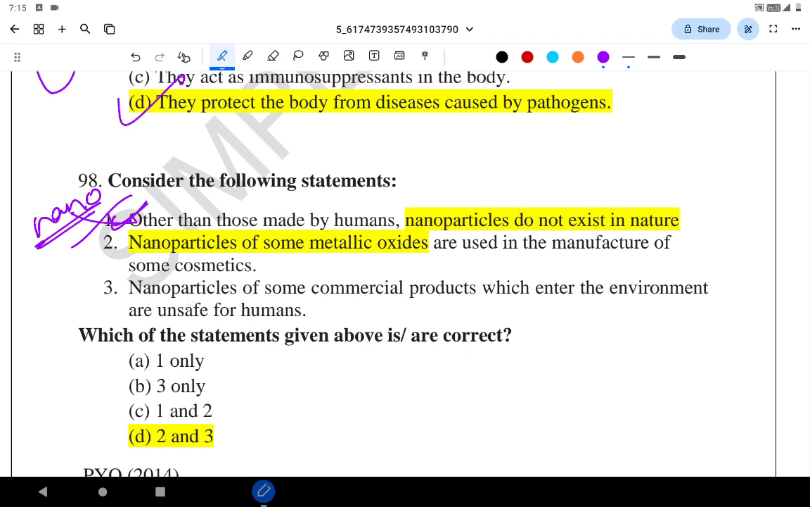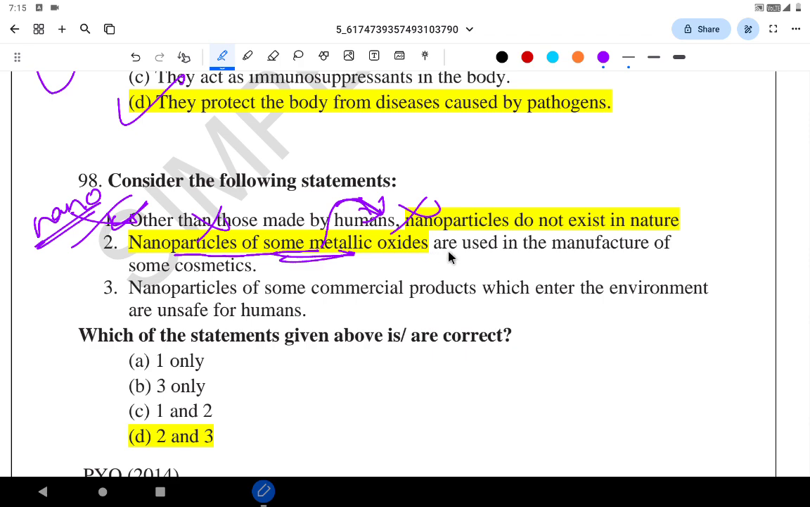Nanoparticles occur naturally. Nanoparticles of some metallic oxides. Metallic oxides, don't you think they occur naturally? They occur naturally. So statement 1 has to be wrong. Some nanoparticles of metallic oxides of iron occur naturally in the universe or in the earth. So statement 1 is wrong.